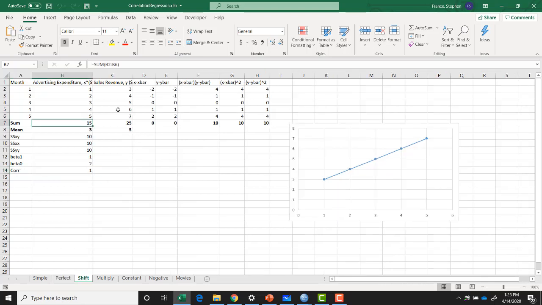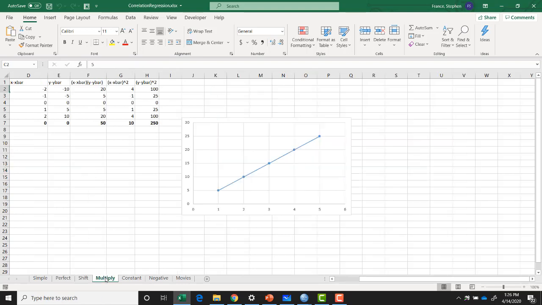Here we have a little bit of a shift. For $1,000 in advertising, we make 3,000 in sales. For 2,000 in advertising, we make 4,000 in sales. And you can see we can plot these here in a straight line. Again, it's still this straight line. There is no error. So even though it's shifted, we still get a correlation of absolutely 1.